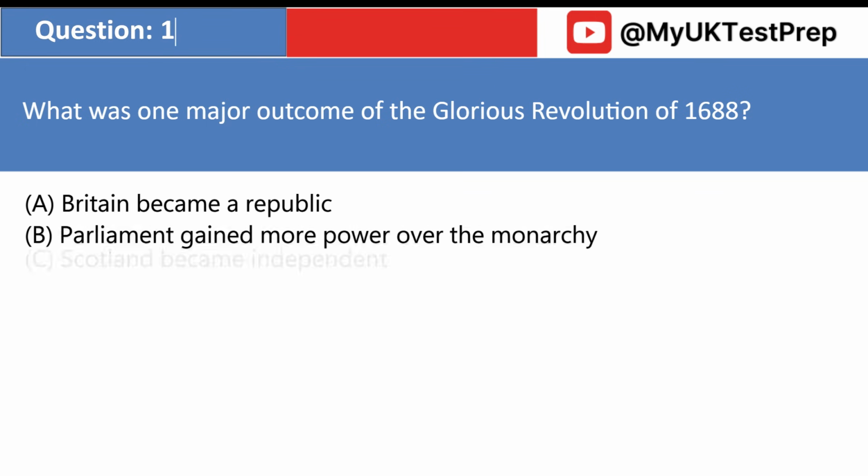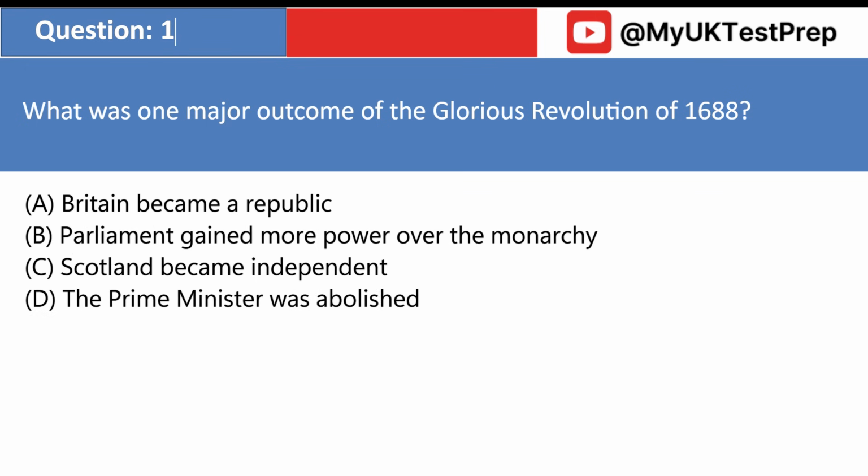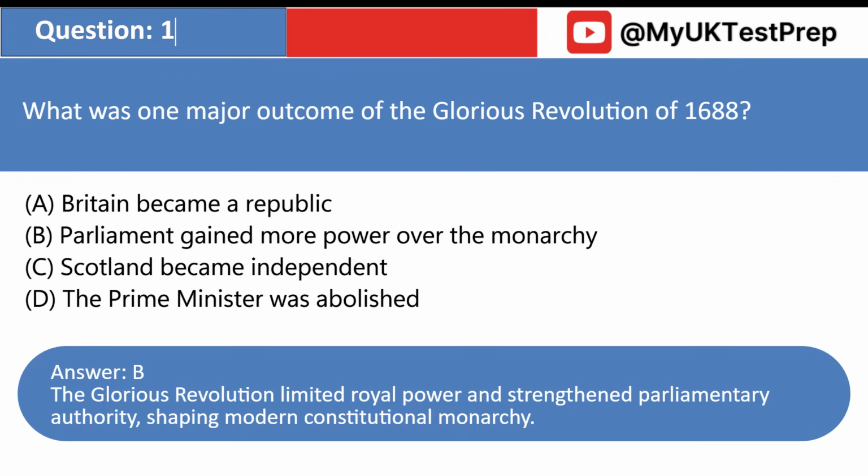What was one major outcome of the Glorious Revolution of 1688? A. Britain became a republic. B. Parliament gained more power over the monarchy. C. Scotland became independent. D. The Prime Minister was abolished. Answer: B. The Glorious Revolution limited royal power and strengthened parliamentary authority, shaping modern constitutional monarchy.